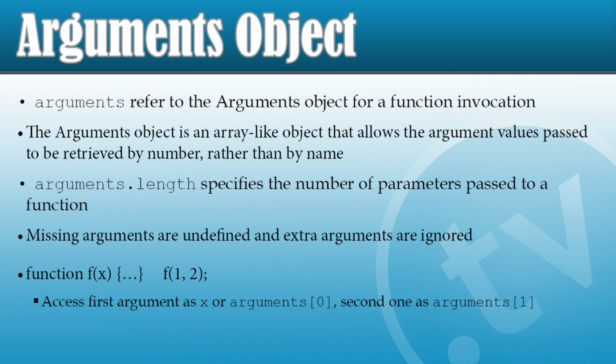So let's say that you define a function x that takes parameter x only, and then you call it with two parameters, 1 and 2. You can access the first argument as x or arguments 0, and you can access the second one as arguments 1. So let's go through some basic examples.